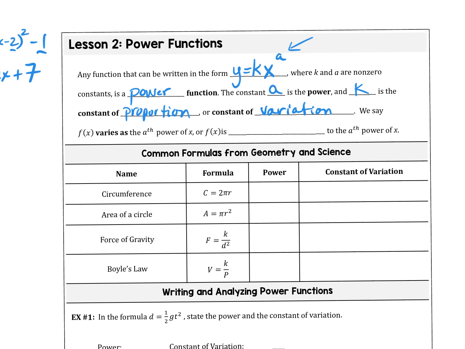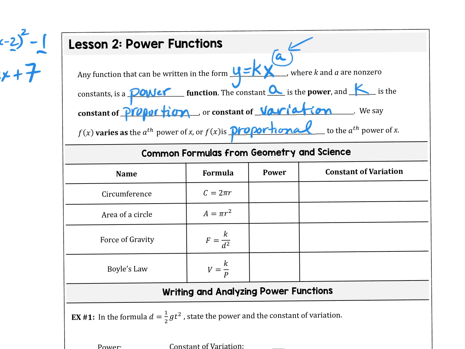We say that if f of x varies as the 8th power, that's this power, right? The 8th power of x, or f of x is proportional to the 8th power. That's why we call it the constant of variation or the constant of proportion. We can either say f of x varies as the 8th power, or we can say it is proportional to x to the a power. That's usually the way I say it. It's proportional to that.